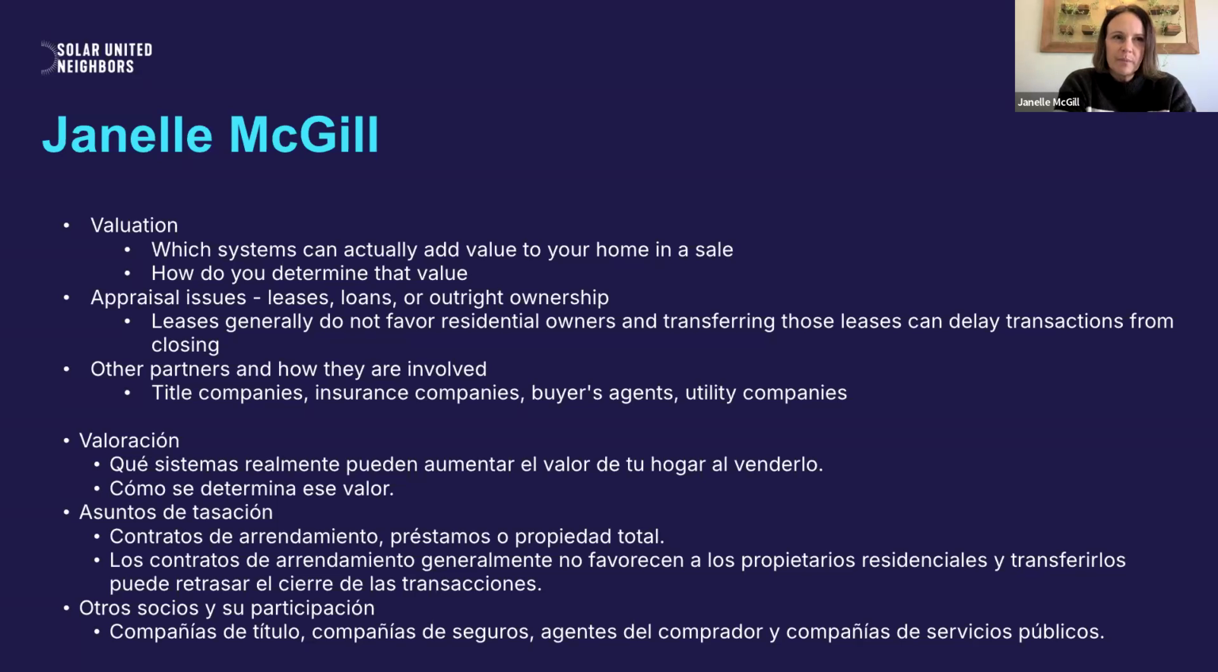So being able to understand why leases are not fantastic in residential space matters. They make a lot of sense in commercial, so there is a place for them. But residential homeowners would do a lot better by having a purchased system.